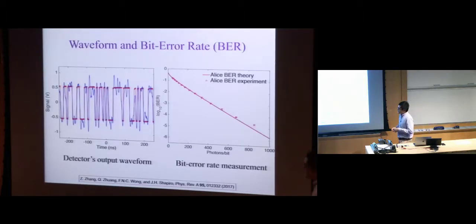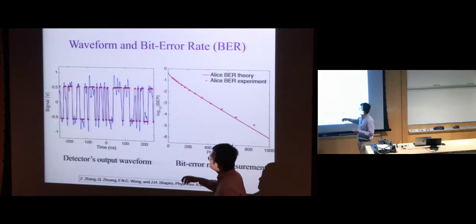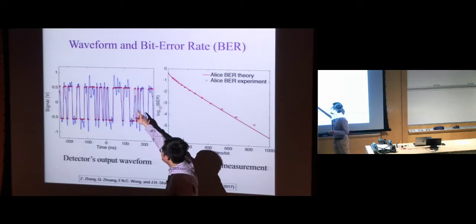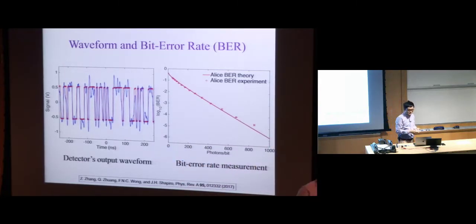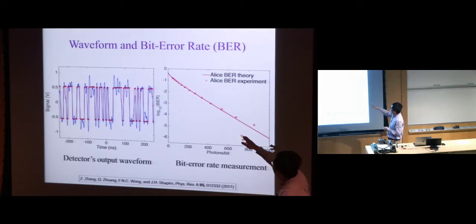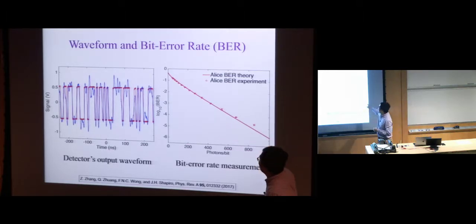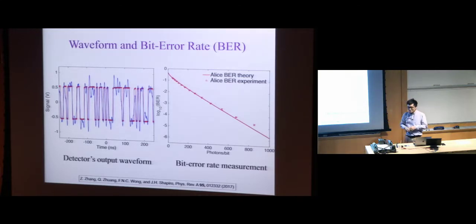From the experimental measurement, you can see the red curve is Bob's encoded signal and the blue curve is Alice's decoded signal. You see the zeros and the ones are very well discriminated, which means you have a very good error probability between Alice and Bob. And our error probability agrees very well with our theoretical model.